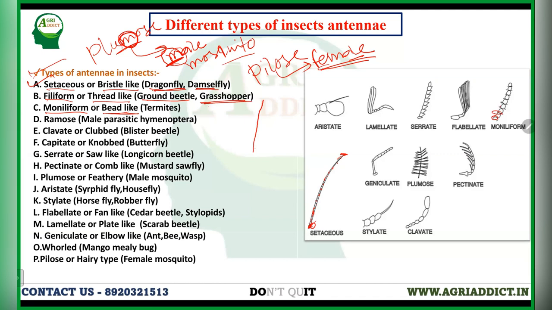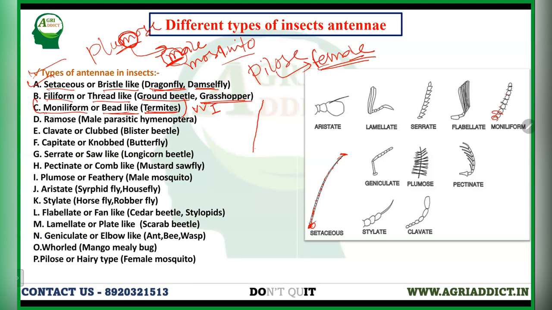And this moniliform antenna can be seen in termites. This is very, very important. In which insect can moniliform antenna be seen? In termites. I think this question may be asked in JRF 2024. My sixth sense said this. Okay, moniliform antenna in termites.